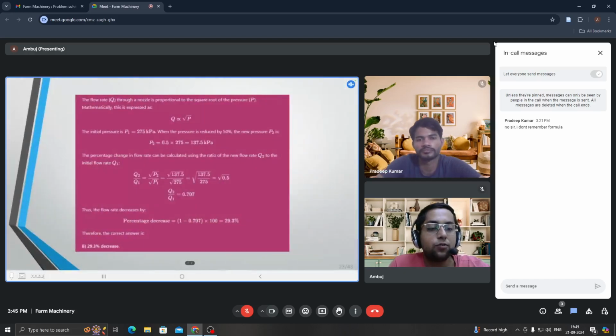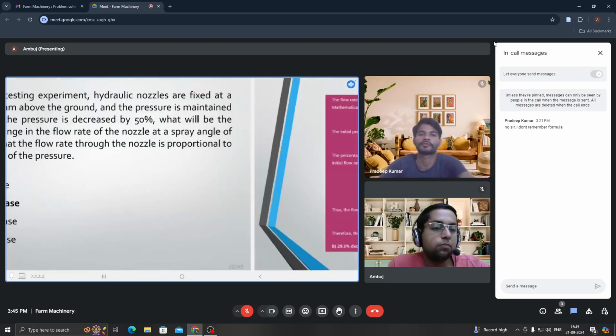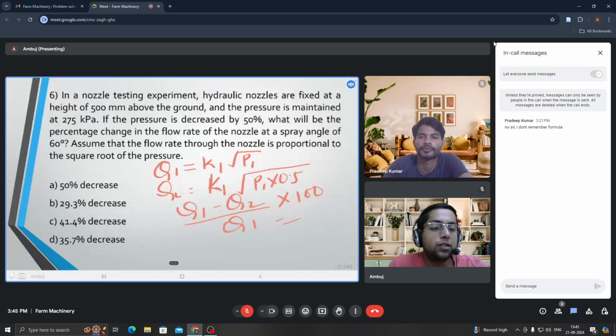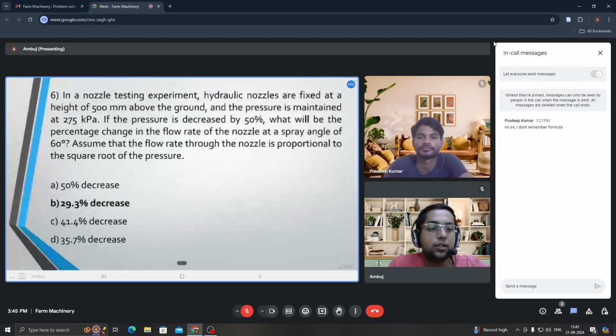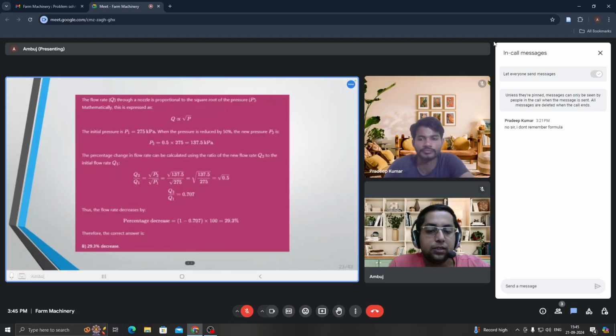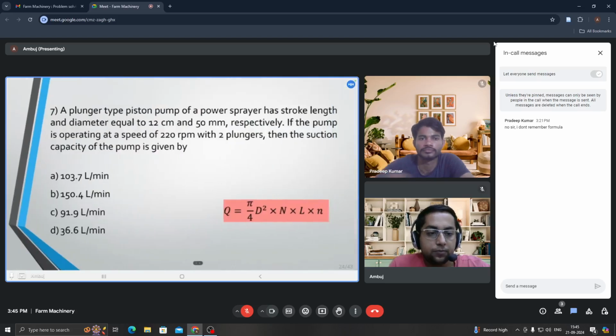Here I have calculated for clarification, as some of the students might get confused. That is why I have provided the entire clarification. Then the percentage decrease you can directly calculate by either of the methods I have provided: Q1 minus Q2 over Q1 into 100. That would be 29.3 percent. Moving forward, see here another numerical question.